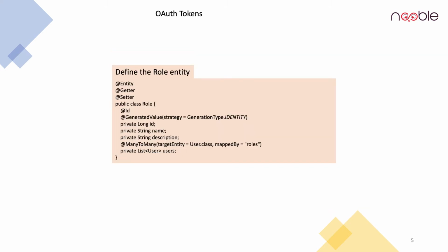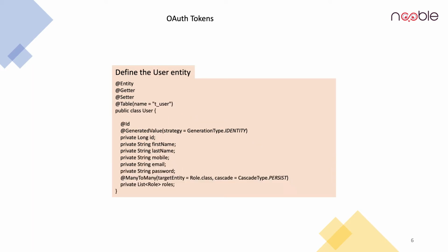And to define the role entity, we are having the ID, name, description, and if you see in the relation, it's a many-to-many mapping, mapped by roles, and I am using project Lombok for the getters and setters. The same thing with the user entity. So when it comes to the relation mapping, we are setting cascade type dot persist and a many-to-many relation.